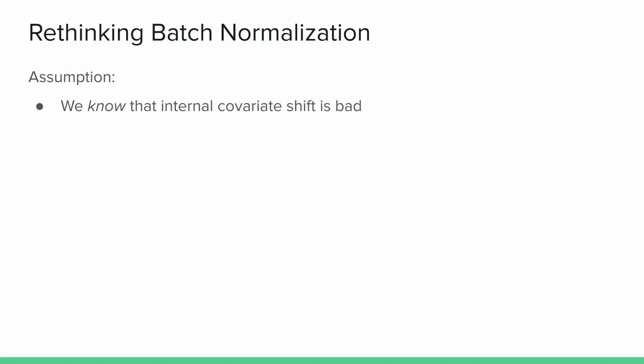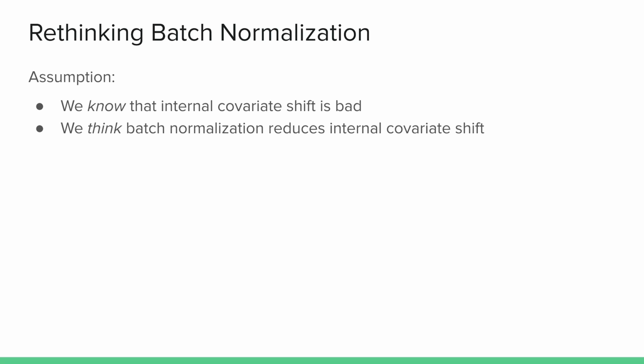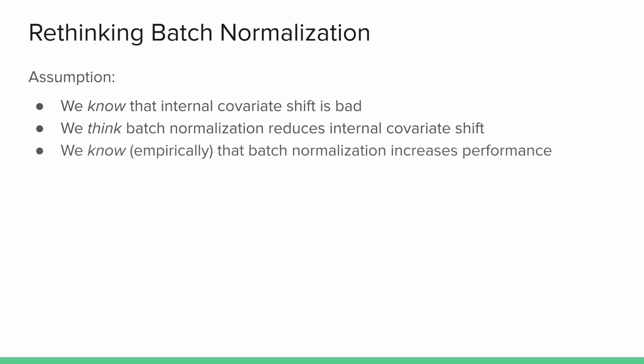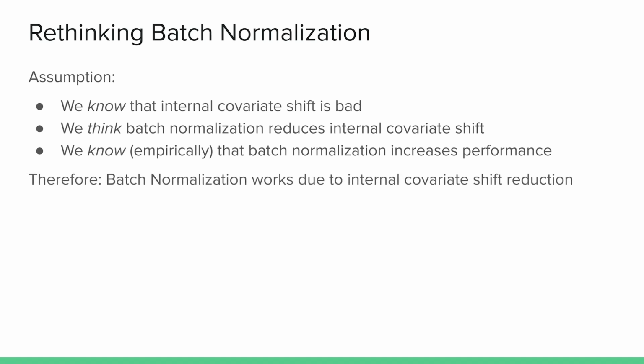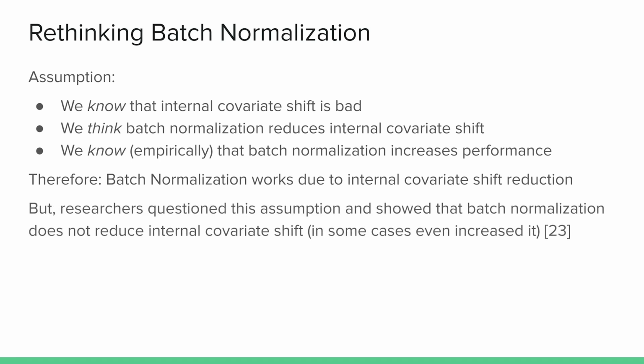Interestingly, batch normalization has seen quite some controversy because people thought that it was combating this internal covariate shift. So the assumption was, well, we know that internal covariate shift is bad. We think that batch normalization is reducing that. So we know that empirically, when we train and we use batch normalization, the performance increases. So, well, batch normalization therefore works due to reducing this internal covariate shift. However, there were some researchers that had doubts about this hypothesis, and they did what every good researcher does. They went and took a look at whether this hypothesis is true or not. So they questioned this and they showed that it does not, in fact, reduce this internal covariate shift. In some cases, they could even show that it increased the internal covariate shift.